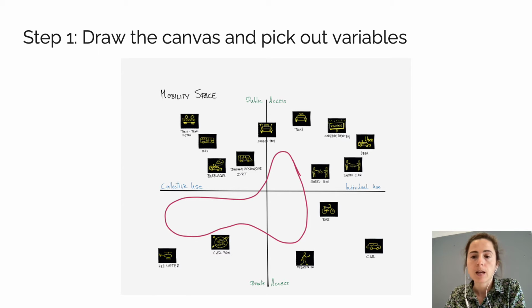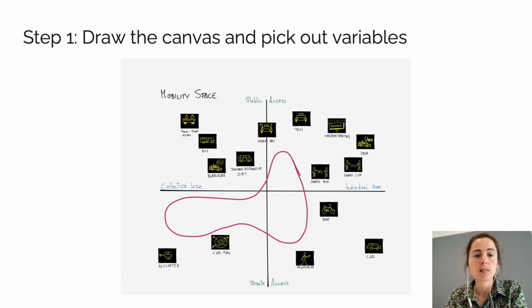For instance, if your project is about trying to find cleaner mobility solutions, you might want to try something like what you can see on the screen. You can try with two things. First of all, the access to the mobility solution. Is it a public or private access? And you put it on the vertical axis. And the way of using those solutions. Are we talking about individual usage or about collective usage? And put those on the horizontal axis.